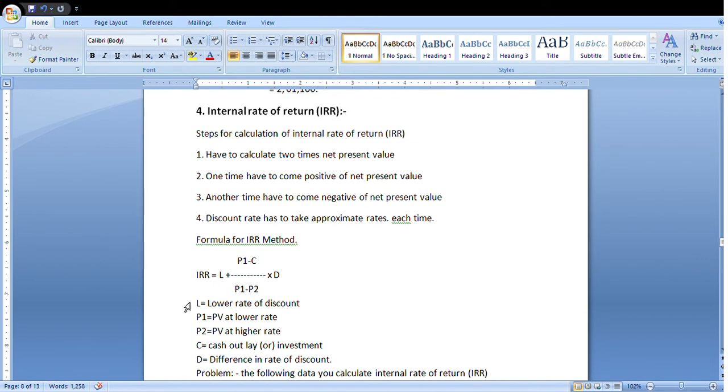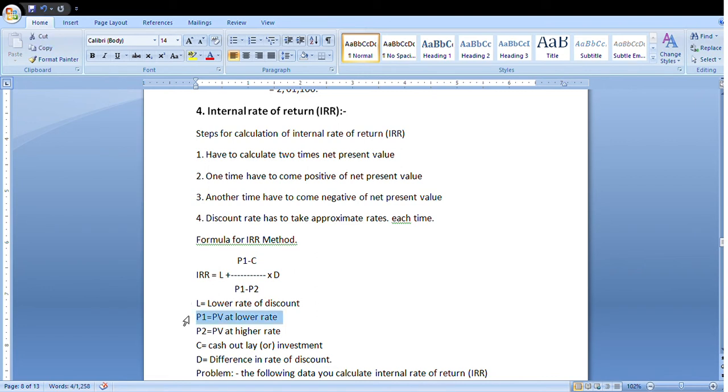L is equal to the lower rate of discount. You take two discount rates, and whichever is lower is called L. For example, take one 10%, another 12%. In this, the lower discount rate is 10%. So L is equal to 10%.